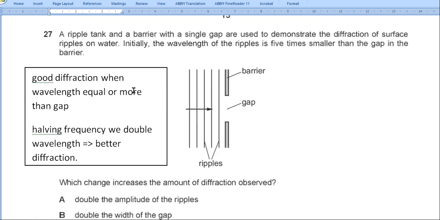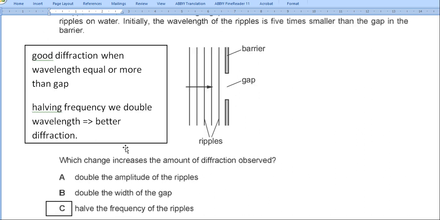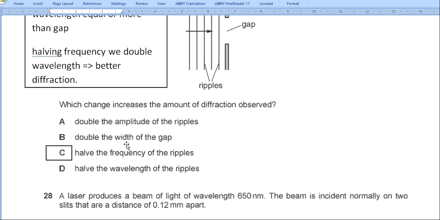A ripple tank and a barrier with a single gap are used to demonstrate the diffraction of surface ripples on the water. Initially, the wavelength of the ripples is 5 times smaller than the gap in the barrier, so that's very bad. We should either increase the wavelength or decrease the gap. Good diffraction when wavelength is equal to or more than the gap. Halving frequency doubles wavelength, better diffraction. So answer is C.